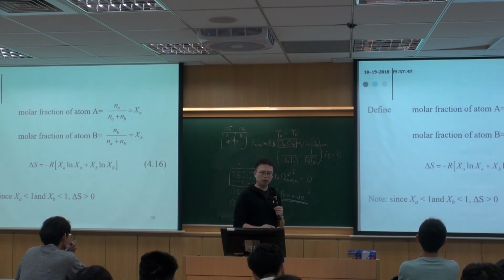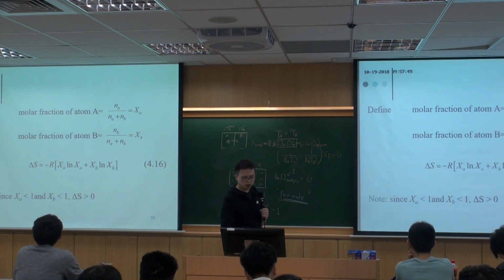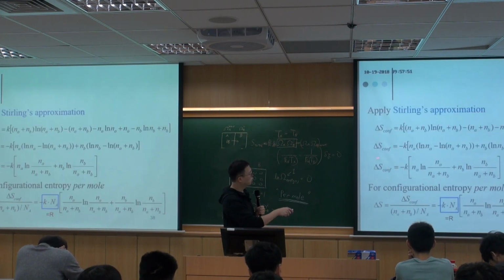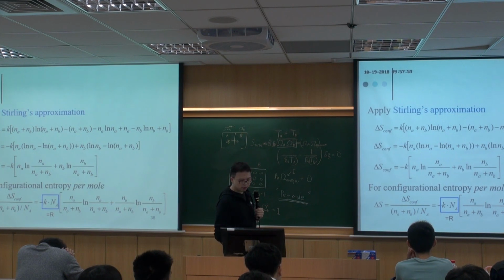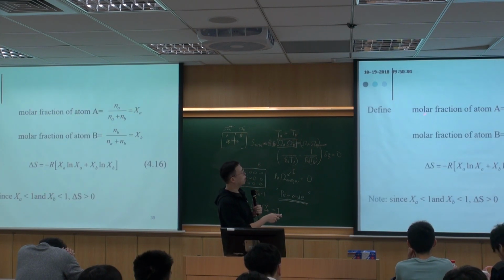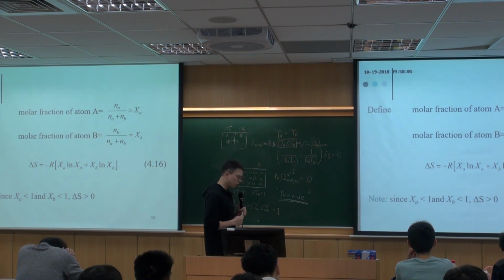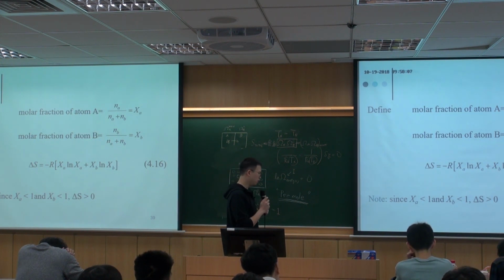If you're talking about the total entropy change, the total entropy change should still be this expression. But if you're talking about per mole, then you can further simplify that, and you can use mole fraction to see the delta S per mole.